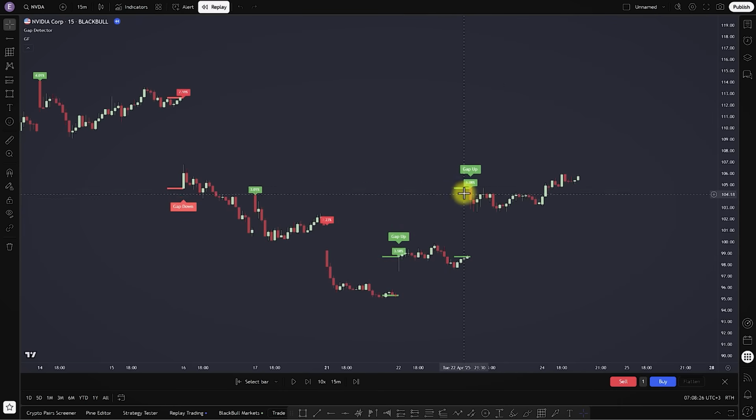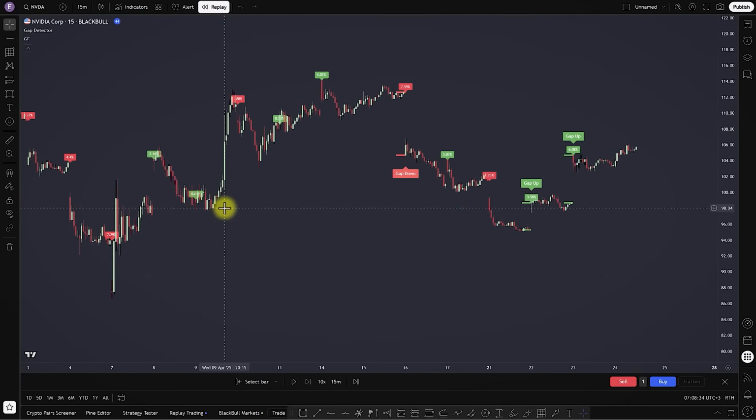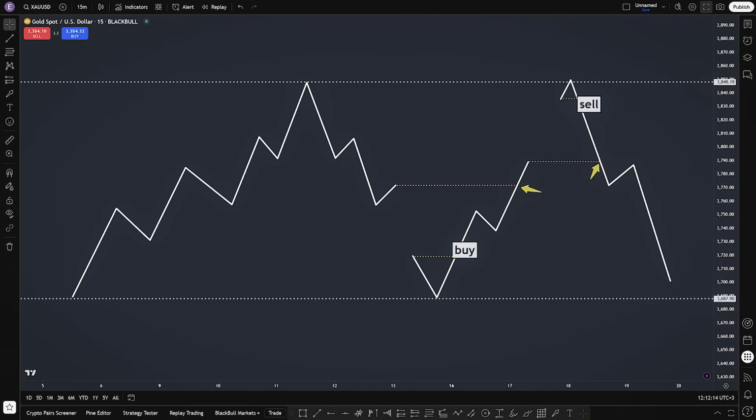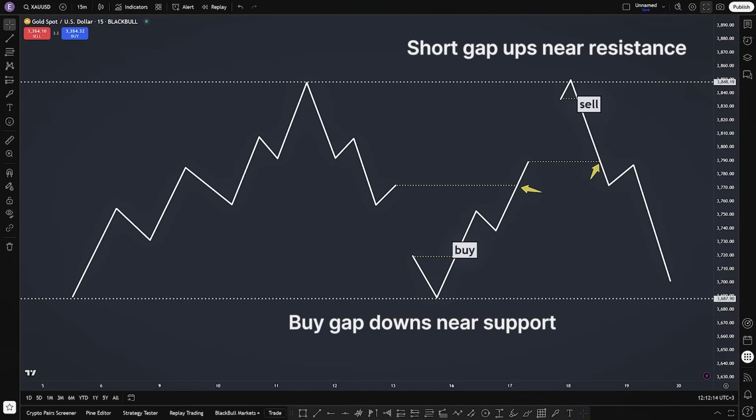So green boxes mark gap up zones. Red boxes show gap downs. As price fills each gap, boxes disappear. Clean, visual, and effective. The strategy becomes obvious. When gaps appear, consider fading them.